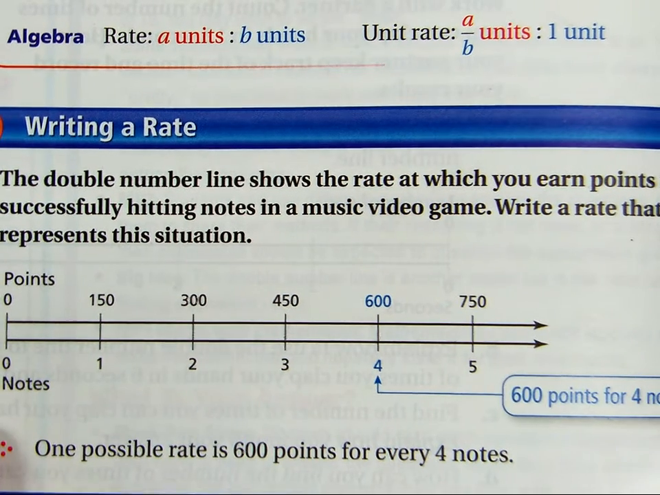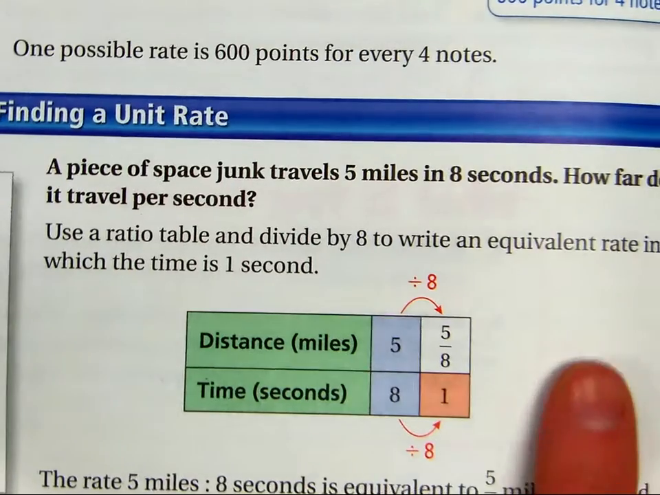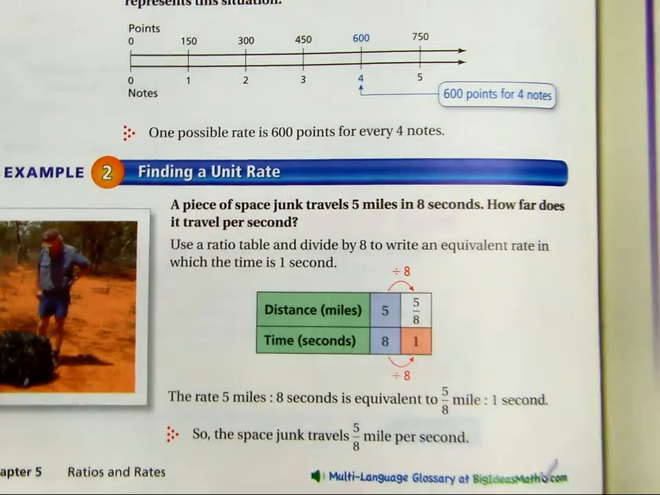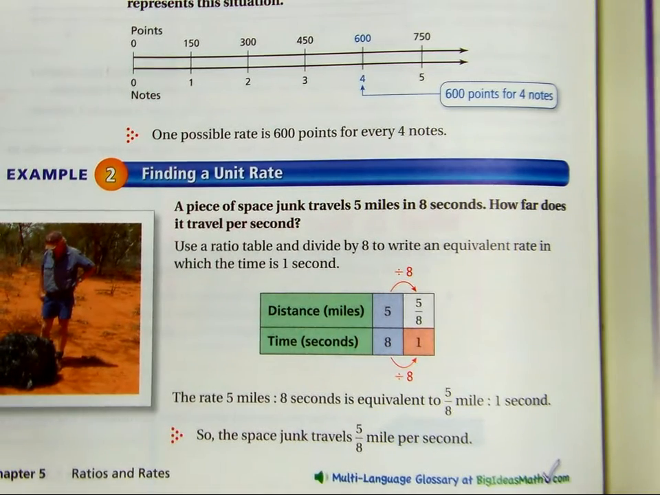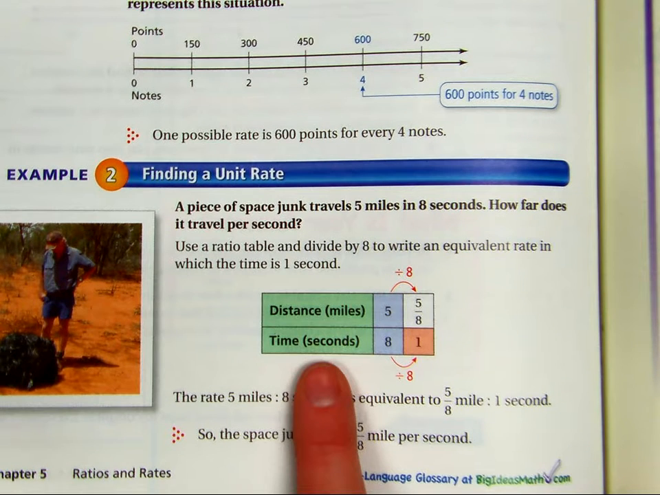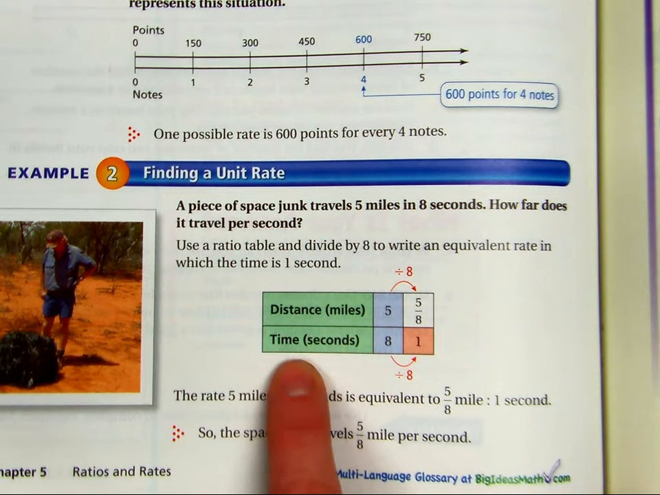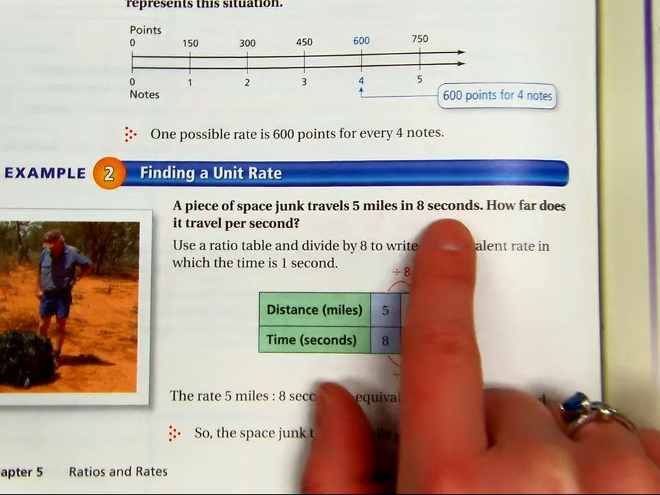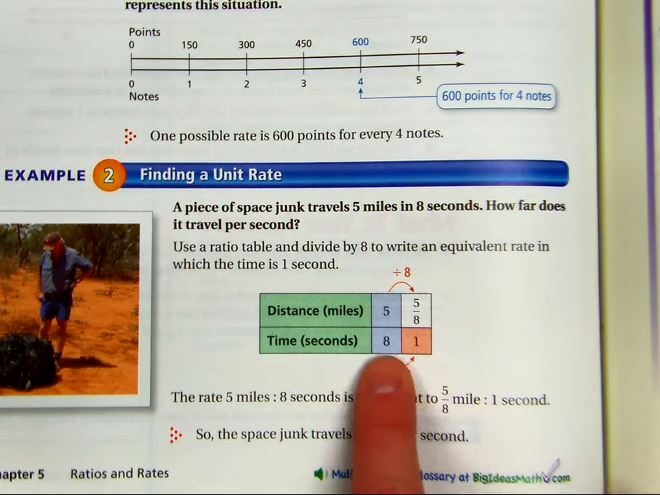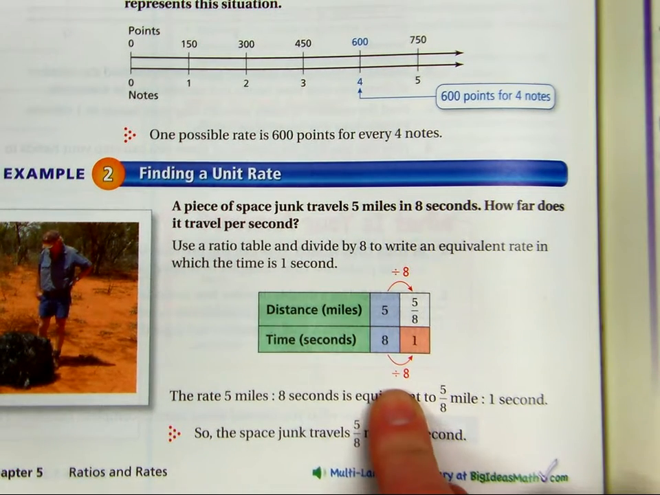All right, now let's look at problems where we want to find the unit rate. This example right down here says a piece of space junk travels 5 miles in 8 seconds. How far does it travel per second? They actually used a ratio table to solve this problem. We're comparing distance and time, so miles to seconds: 5 miles, 8 seconds. How far does it travel per second? Well, to get from 8 seconds to 1 second, we'd have to divide by 8. And what we do to one, we do to the other.